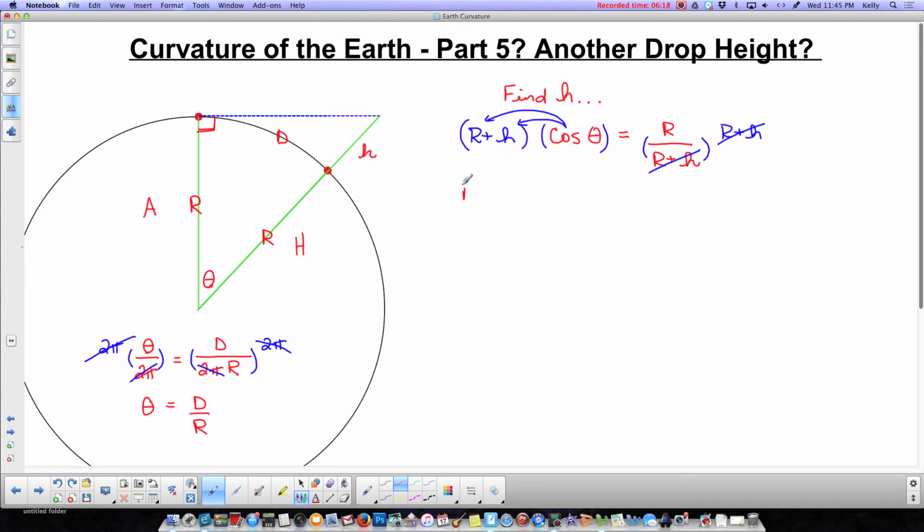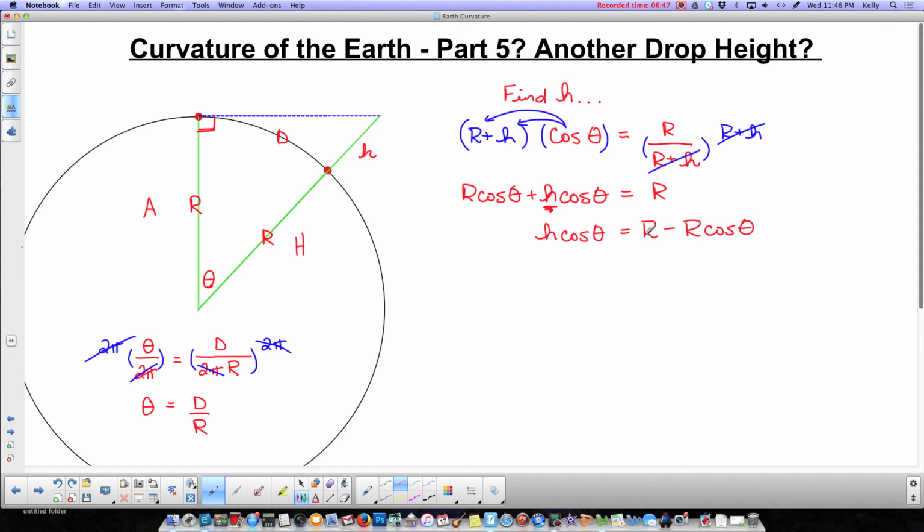So on this side, we're going to have r cos theta plus h cos theta. And on this side, of course, we're left with just r. Now our goal, remember, is to get h by itself. So I'm going to subtract r cos theta on both sides. h cos theta equals r minus r cos theta.